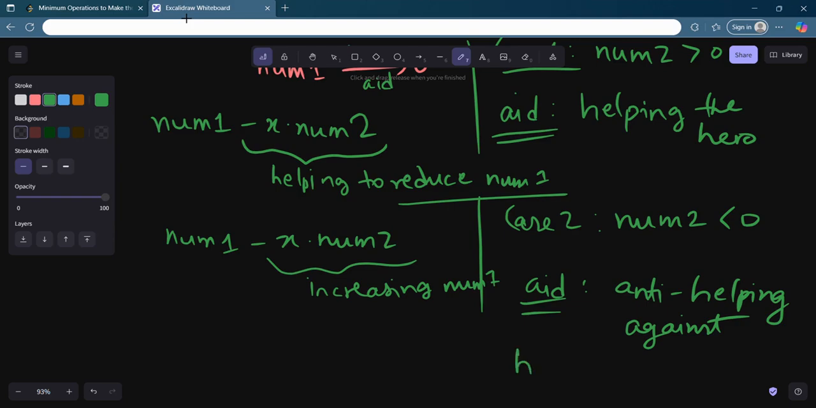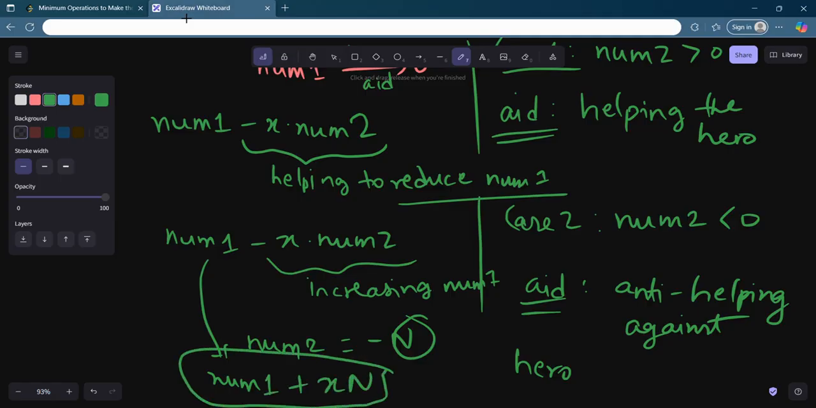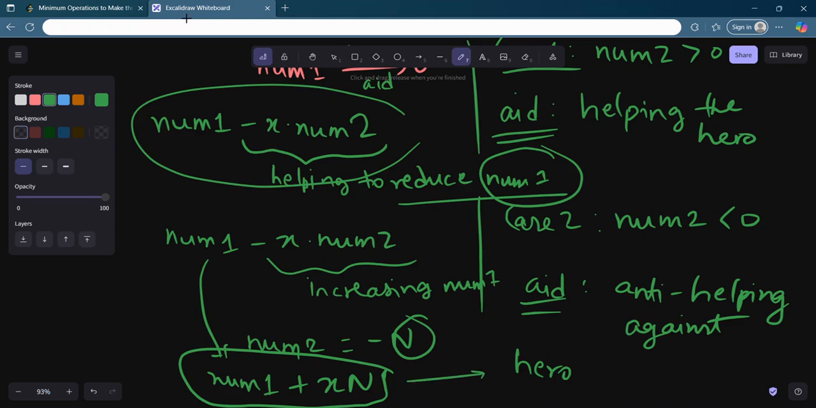So then what is the job of the hero in this case? The hero's job is to reduce both. Let's say this num1 is negative, so I'm writing it in the form of, let's say, minus n, where this n is a positive number. If I replace it, num1 becomes positive x into n, and this whole is a positive value. Now the job of the hero becomes more difficult. Instead of reducing only num1 and instead of aiding it, you need to reduce this whole number.